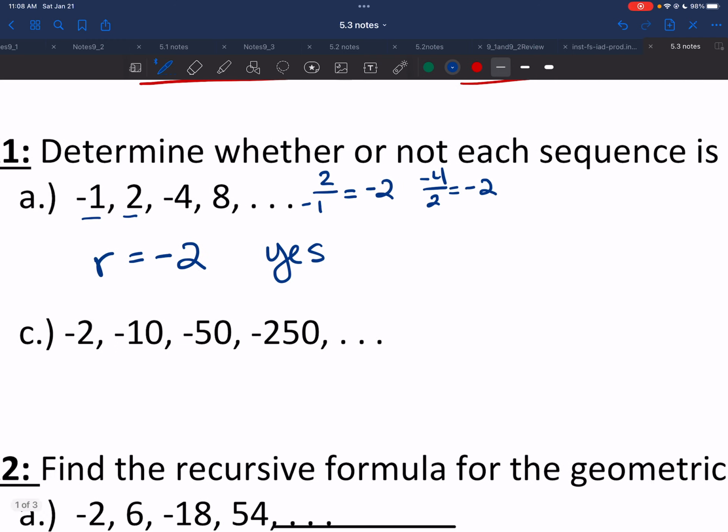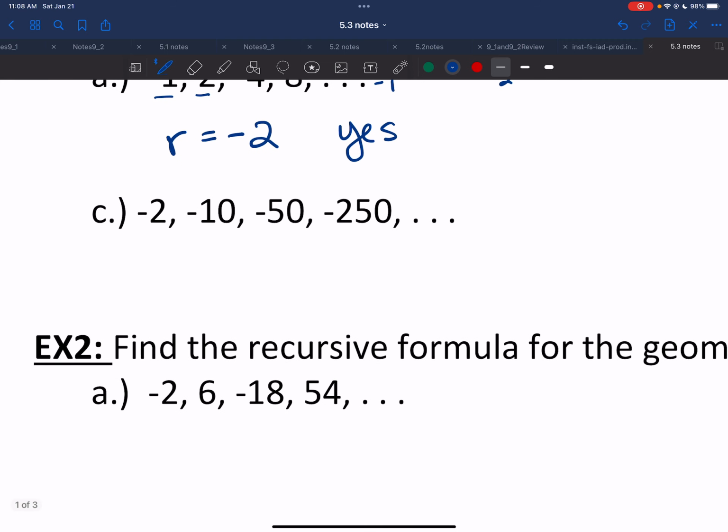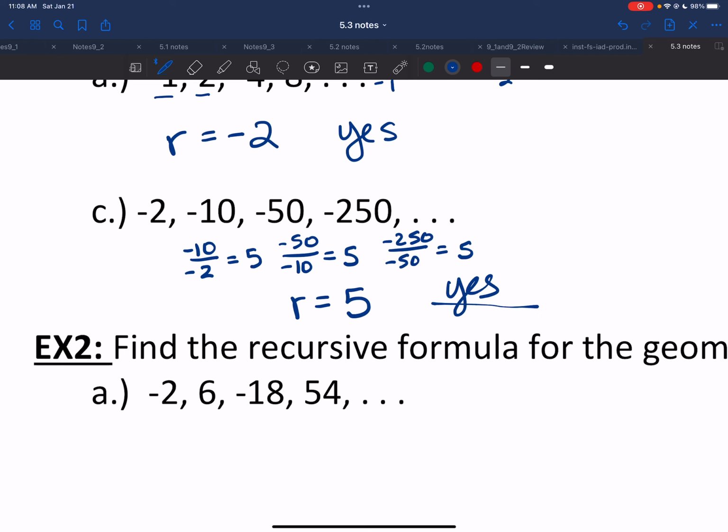All right, let's take a look at C. If you can, go ahead and pause this video and see if you can figure this one out yourself before we solve it together. All right, let's take a look. Negative 10 divided by negative 2 is equal to 5. Negative 50 over negative 10 also is equal to 5. Negative 250 over negative 50 also equal to 5. So my common ratio is equal to 5, and yes, it is a geometric sequence.